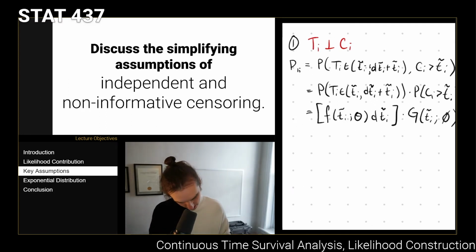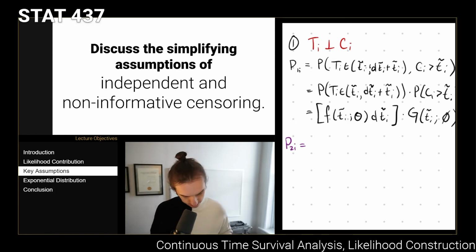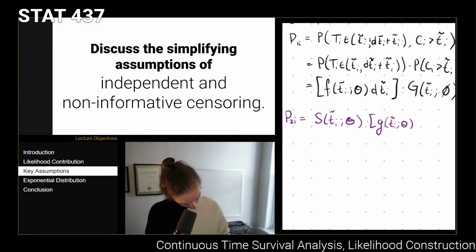And of course, we could do a similar thing with P2i. Where instead of it being the density of the event process, it's going to be the density of the censoring process, and then the survivor function otherwise. So this is going to end up simplifying down to the survivor function of the event process times the density of the censoring process. That should be a phi instead of a theta, times that infinitesimal there.